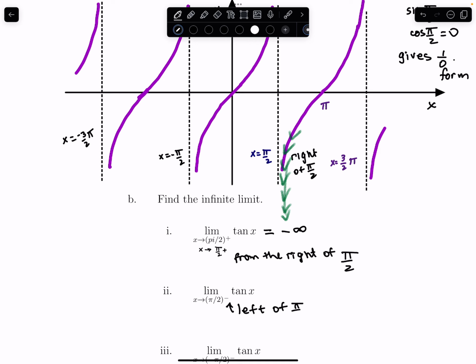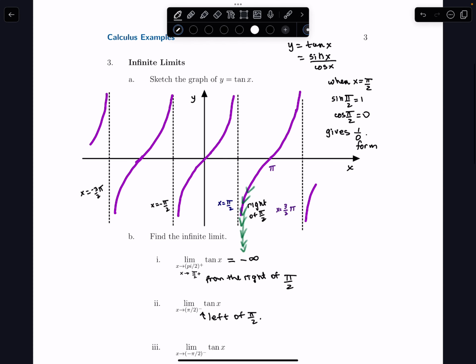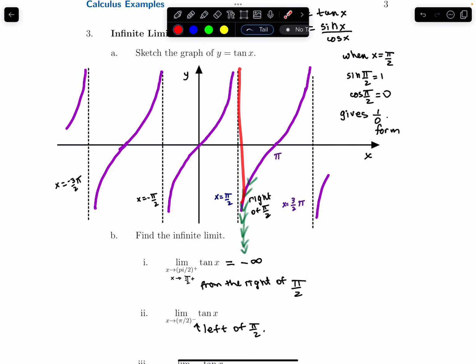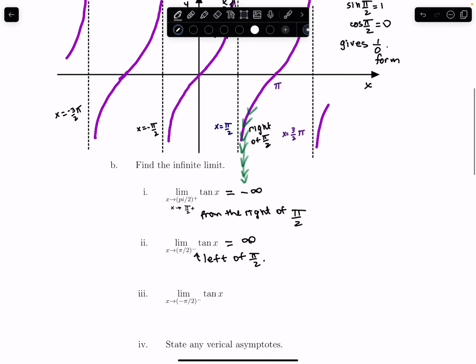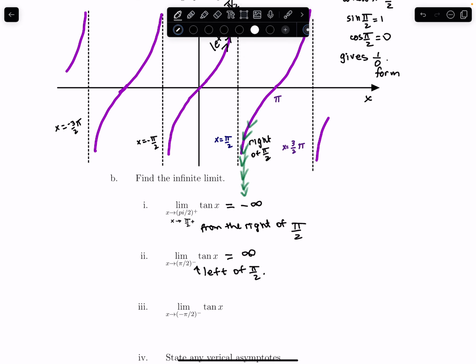of pi over 2. So see, we find pi over 2. Here's pi over 2, and then we go to the left of pi over 2. And we see that this is just going up and up through the roof. That gives us infinity. Those are vertical asymptotes. The infinite limits are hand in hand with vertical asymptotes.